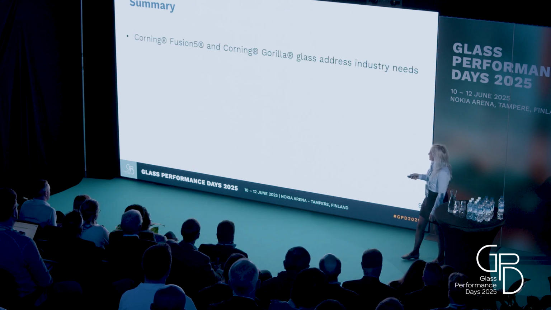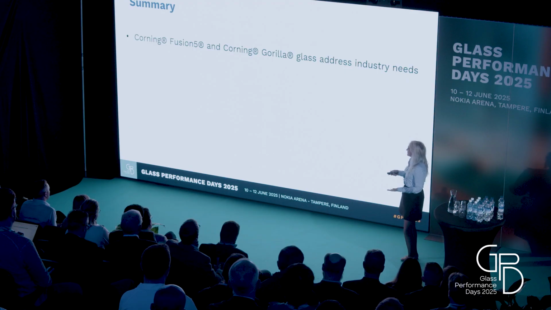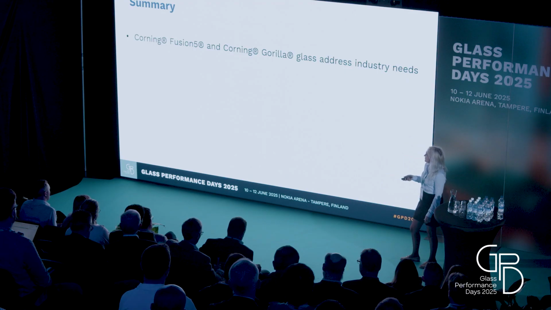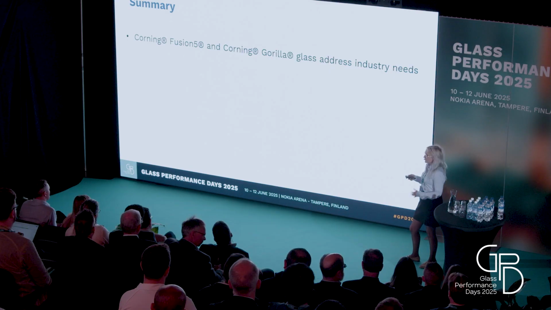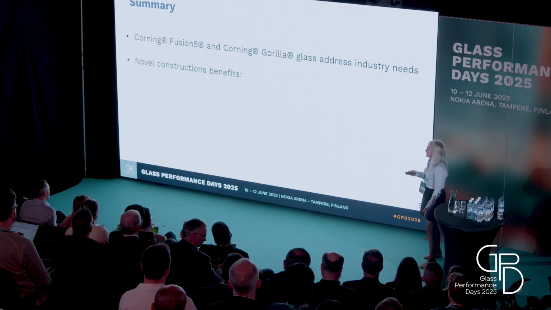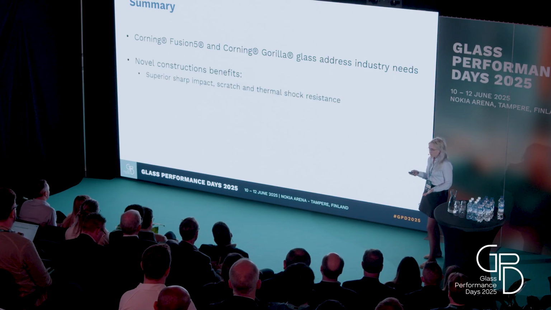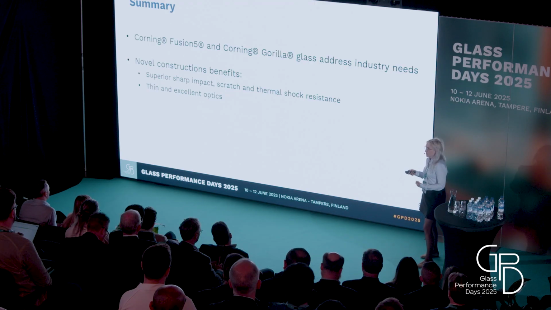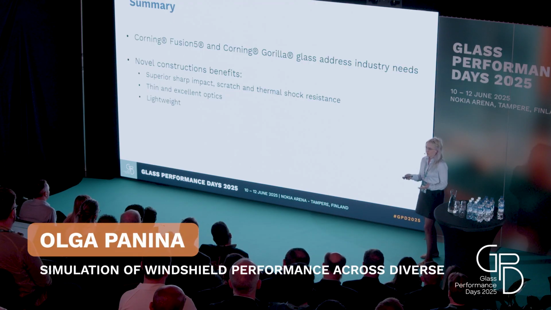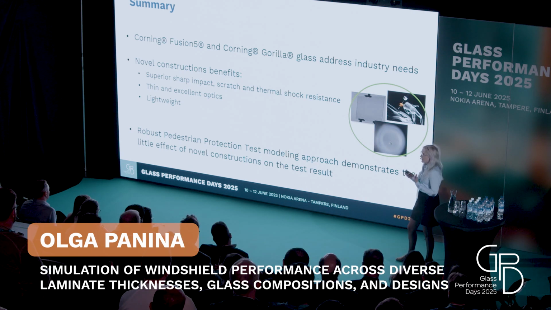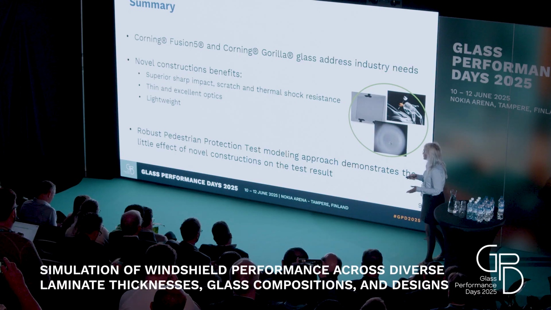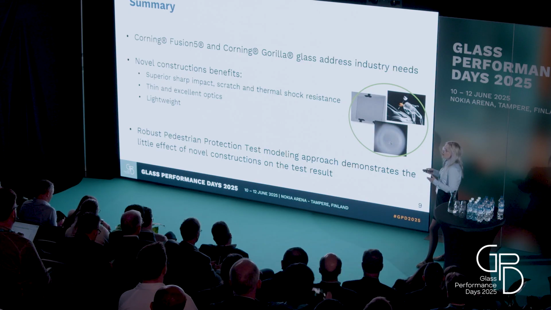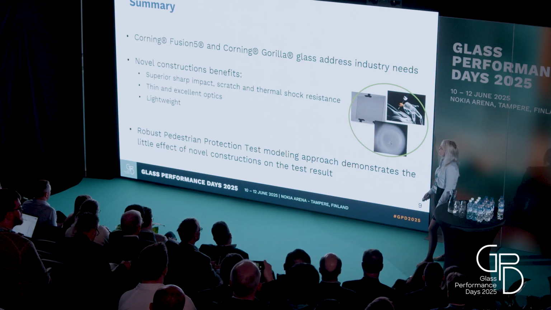So to sum up, we discussed the background and demonstrated that Corning Fusion 5 and Corning Gorilla Glass in windshields could address industry needs, namely durability, providing superior sharp impact, scratch and thermal shock resistance. They are thin and have excellent optics. They also provide lightweight. And by our modeling approach, we demonstrated that there is almost no effect of these constructions on the performance in the pedestrian protection test.